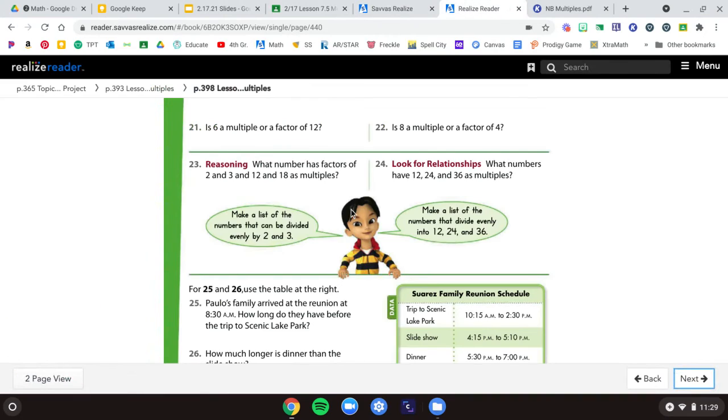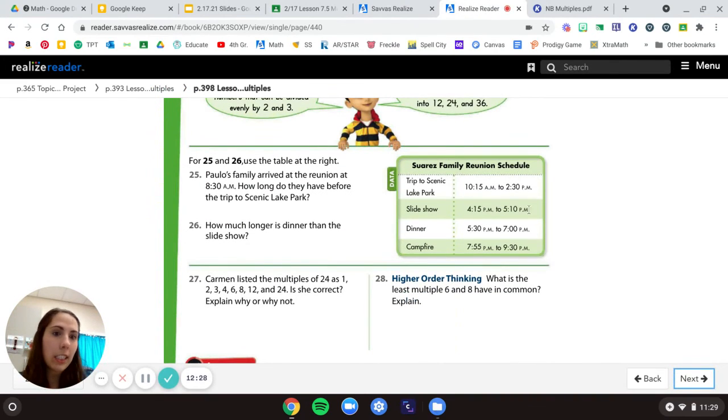And then the last one was 25, right? Yep, 25. You're going to use this chart over here, and we're working on elapsed time, okay? So Paolo's family arrived at the reunion at 8:30 a.m. How long do they have before the trip to Scenic Lake Park? So use this time and this time. How long do they have until then? Right, so that is our work for today.